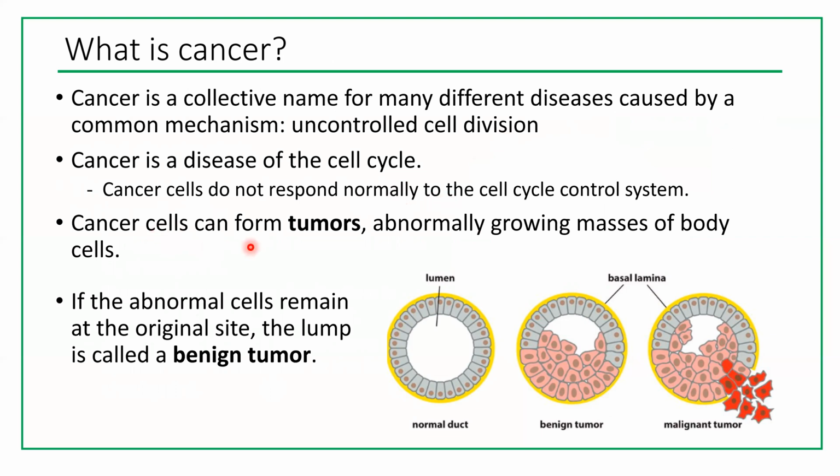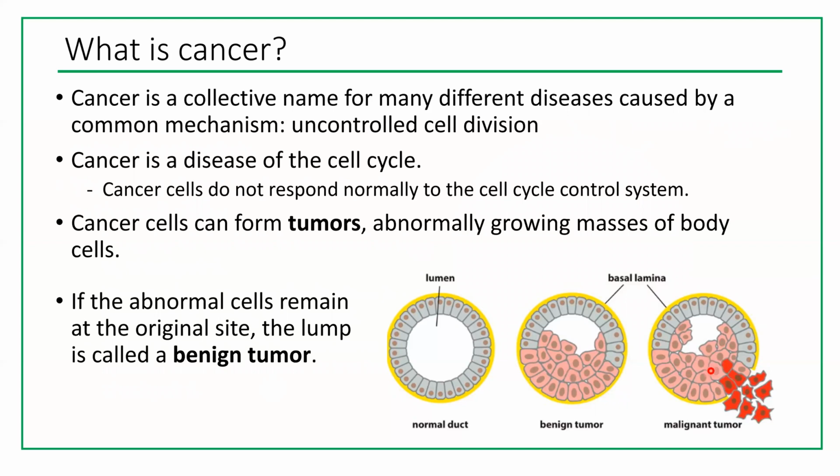Cancer cells that then can form tumors. Tumors are abnormally growing masses of body cells. If the abnormal cells remain at the original site, the lump is called benign tumor. So here, for example, you have some duct, maybe, small intestine, and those are cells. And some cells start dividing out of control, so they don't respond to this control system. So they form a mass of cells called tumor. But this is benign tumor because it stays at the point of origin.